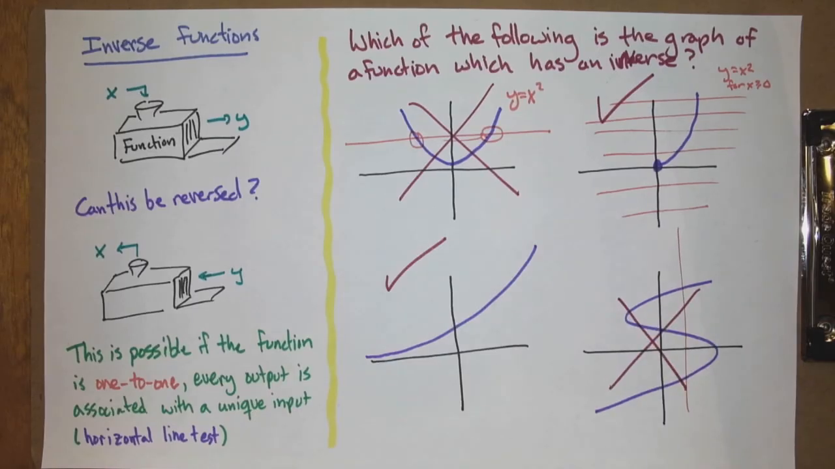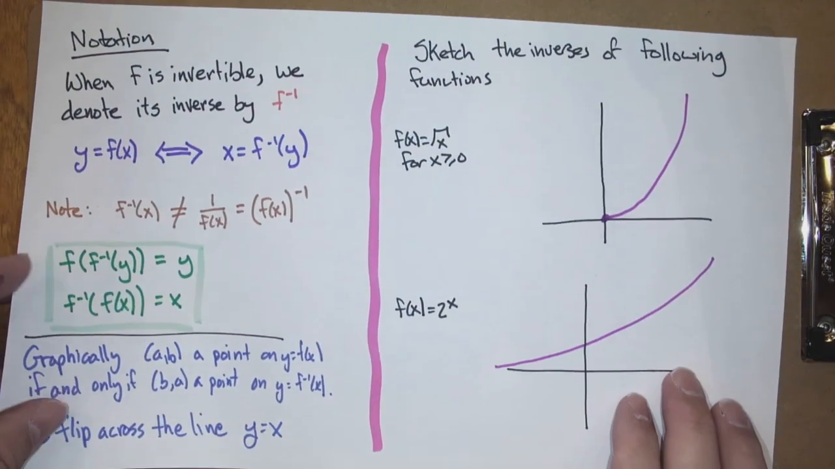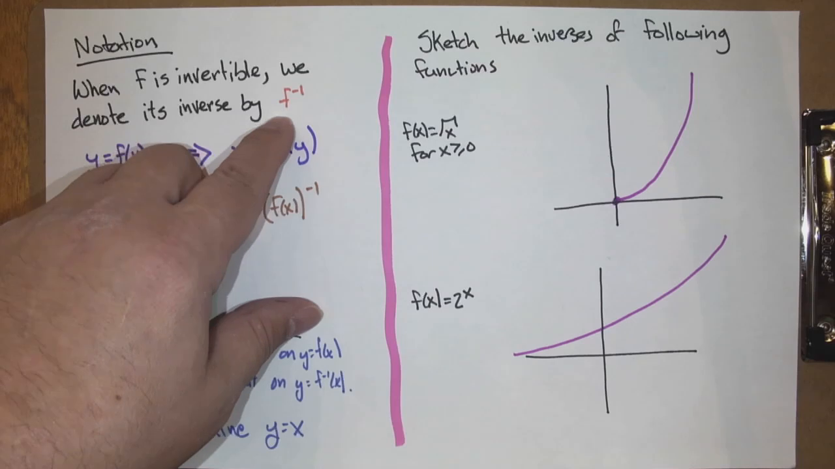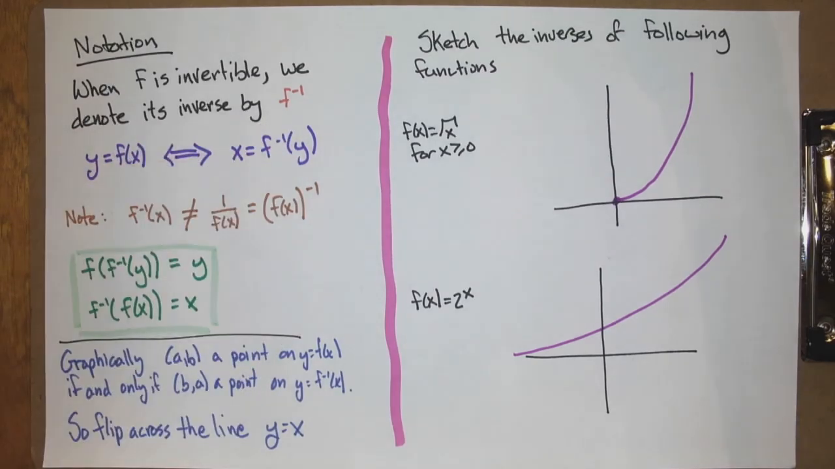All right. Well, some notation here. When f is invertible, we denote this by f inverse. And we say if y equals f of x, that says you plug in x into your function, out comes y. Well, if you run it backwards, it says, okay, now plug the output into your inverse. F inverse of y would equal x, what you had to plug in initially.